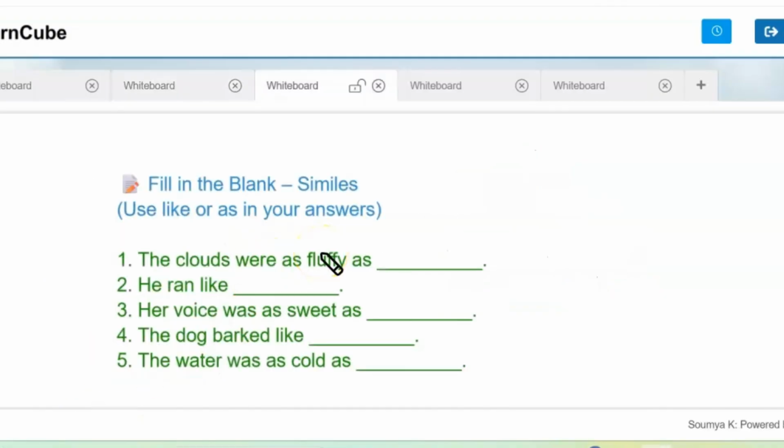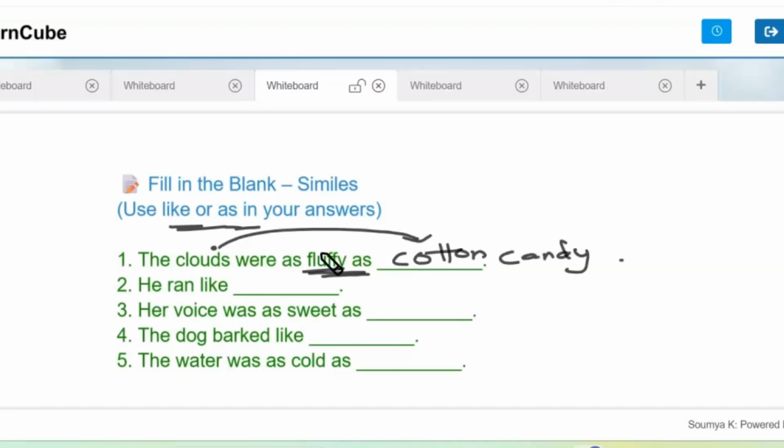Let's see the example using simile. So here if you see, you have to use like or as and fill in the blanks. The clouds were as fluffy as. So clouds are to be compared to something else. So let's think of any example which is as fluffy. So you can compare it with a cotton candy. Cotton candy is a fluffy thing. So clouds are as fluffy as cotton candy.